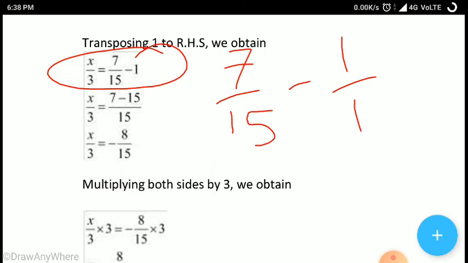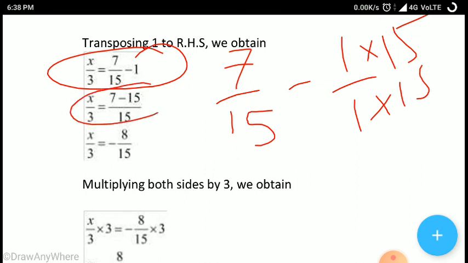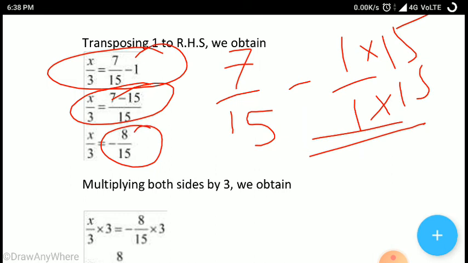So by which number do we multiply to get our LCM? So 15, right? Now so we write here also 15. We multiply 15 also in the numerator. So 7 upon 15 minus 1 into 15 is 15. Okay, so these steps we will get after this calculation. So x upon 3 is equal to minus 8 upon 15, right?